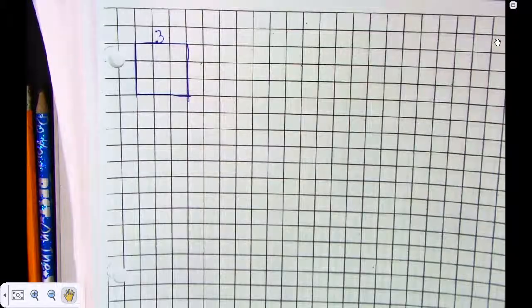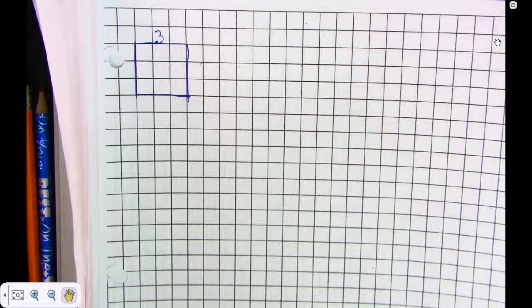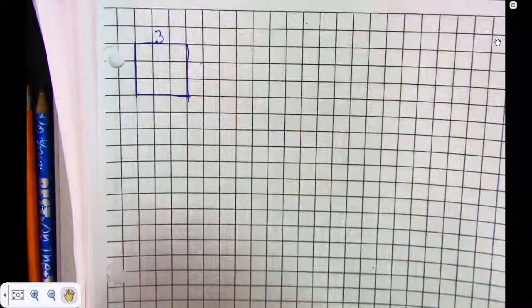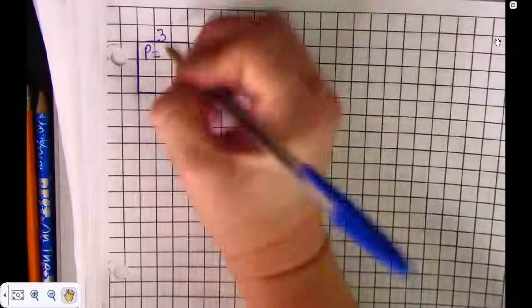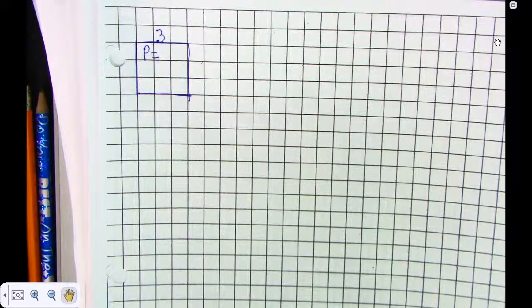Now, you better think about this before you answer. What is the perimeter of this square? Raise your hand when you know. What is the perimeter of this square? Five people know. 6 people. 7, 8, 9, 10, 11, 12.